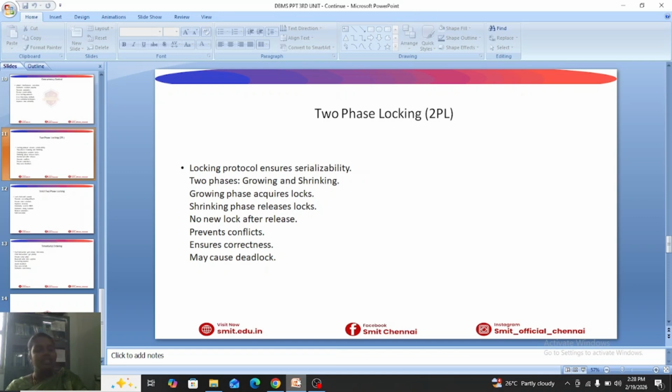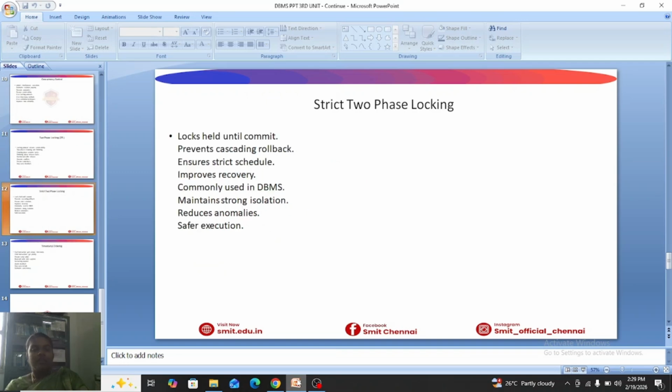The third type is rigorous two-phase locking. All locks are released only after commit. This is stronger than strict 2PL. Moving on to strict two-phase locking. Actually, it is a modified version of two-phase locking that ensures both serializability and recoverability. Recoverability means no cascading rollback will happen. It is widely used in real database systems.